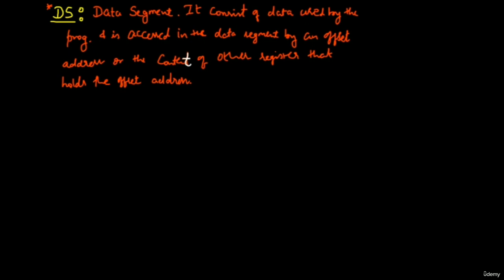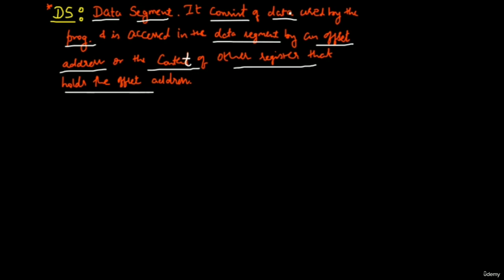Data segment. As the definition suggests, it has something to do with the data. It consists of data. Well, that's simple. Not the data exactly, but the data address, right? Used by the program; obviously the execution unit is using everything. So the data segment is accessed by an offset address. The offset address tells us which data has to be fetched, or the content of the other register that holds the offset address.